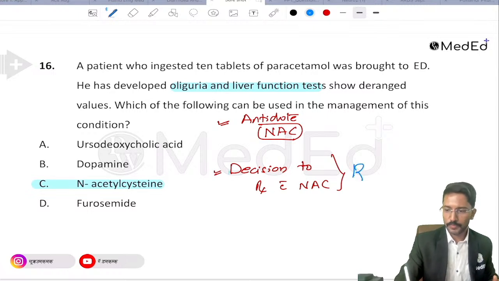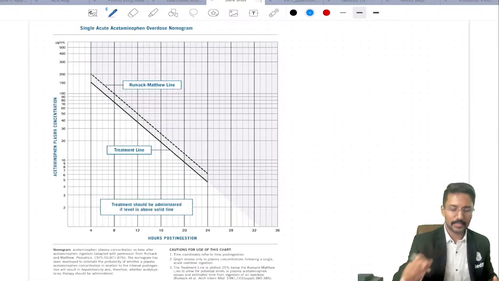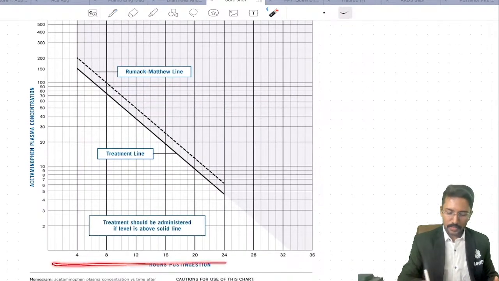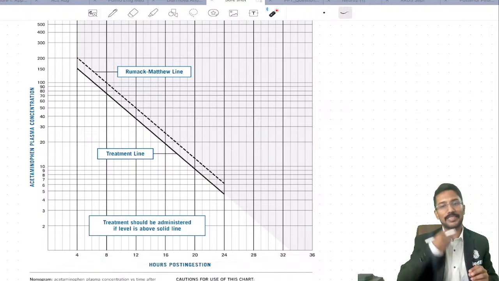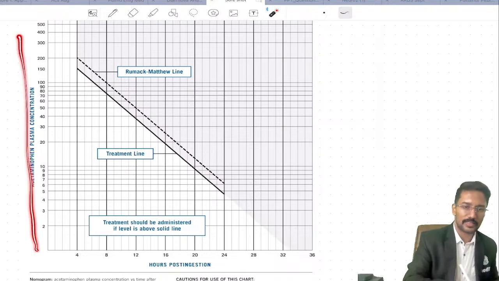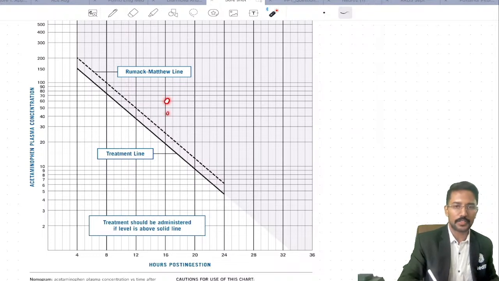They can ask you the name of that nomogram, so you have to remember it. It's called the Rumack-Matthew nomogram. If you remember the name, it's kind of enough. When you look at the nomogram, you see hours after the consumption at which you have taken the serum level, and the paracetamol level on this axis, so we will meet at one point. Let me say that this particular patient's paracetamol level is taken 16 hours after the consumption and it falls here.